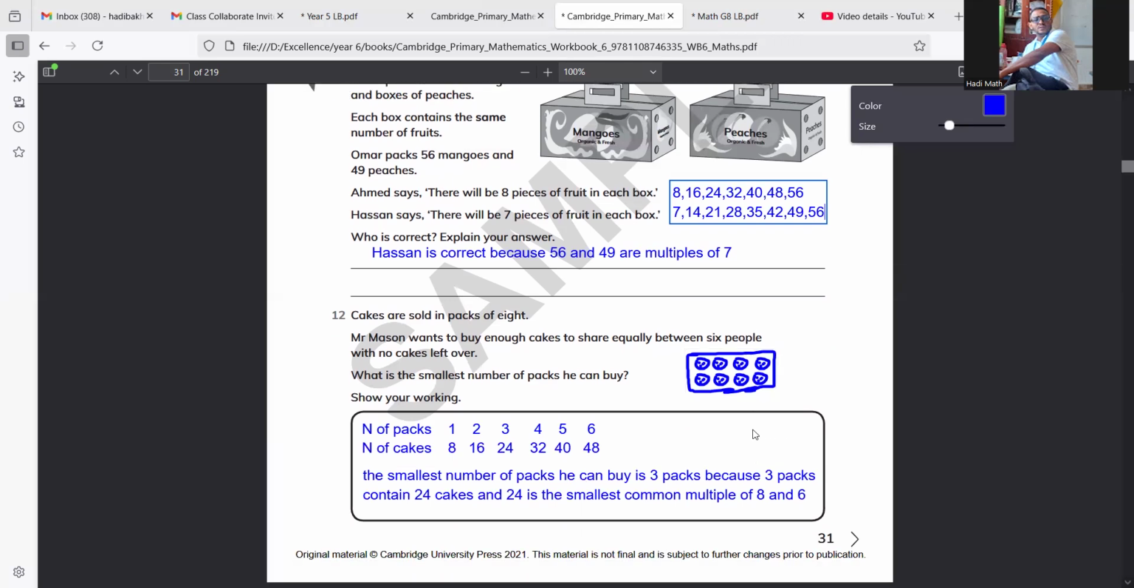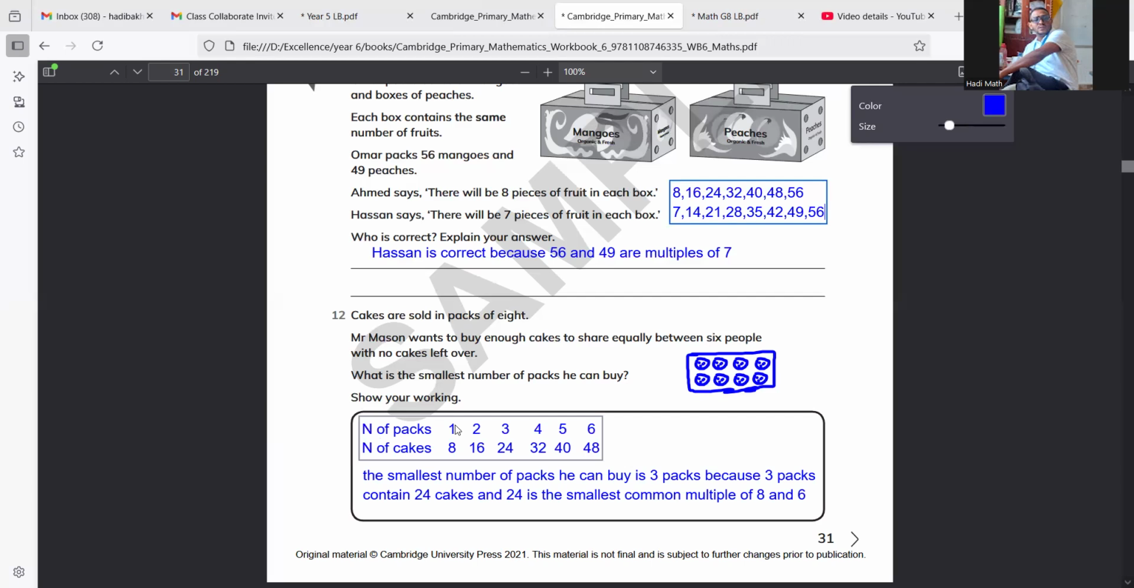Let's go to question number 12. Cakes are sold in bags of 8. We draw this as a pack, and it contains 8 cakes inside. Mr. Mason wants to buy enough cakes to share equally between 6 people with no cakes left over. What is the smallest number of bags he can buy?